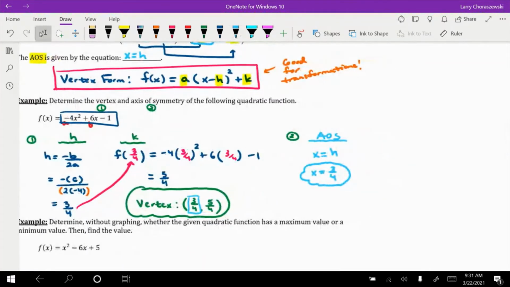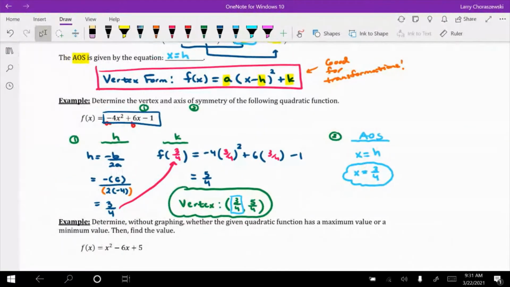All right. Any questions about this example?